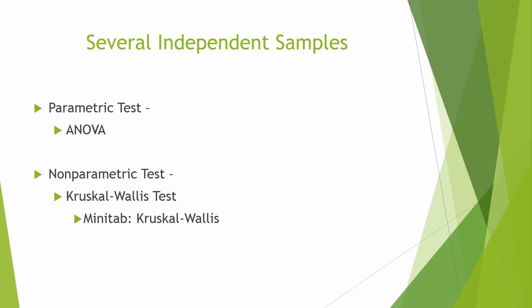If we have 3 or more independent samples that we're trying to compare, and we're doing a parametric test, recall from chapter 12, we called that test an ANOVA test, analysis of variance. In non-parametric tests, we're going to do what's known as the Kruskal-Wallis test. In Minitab, it's called Kruskal-Wallis.